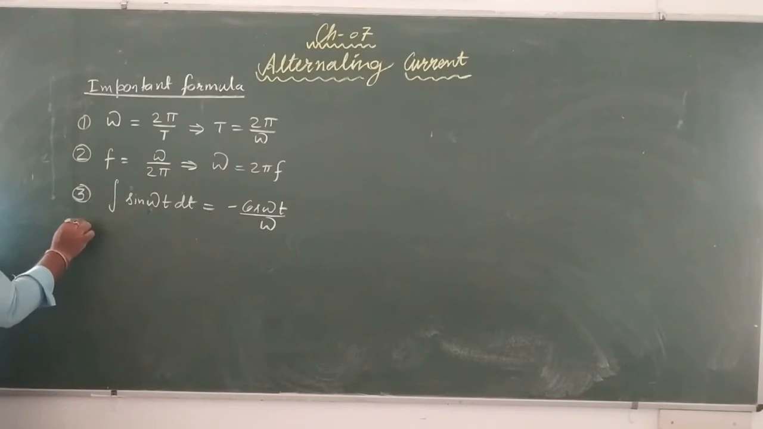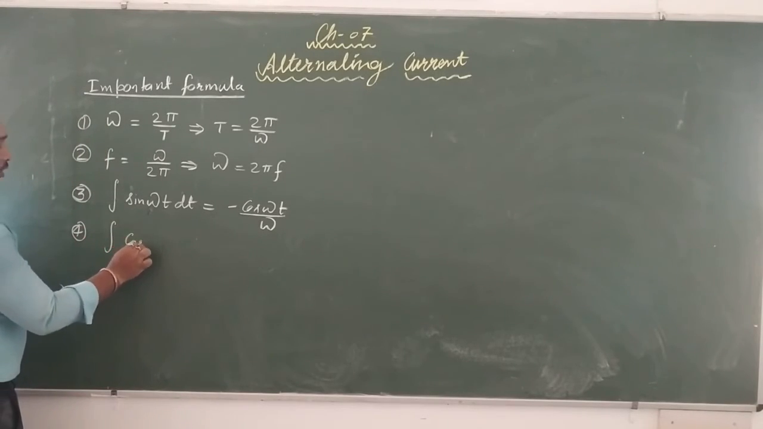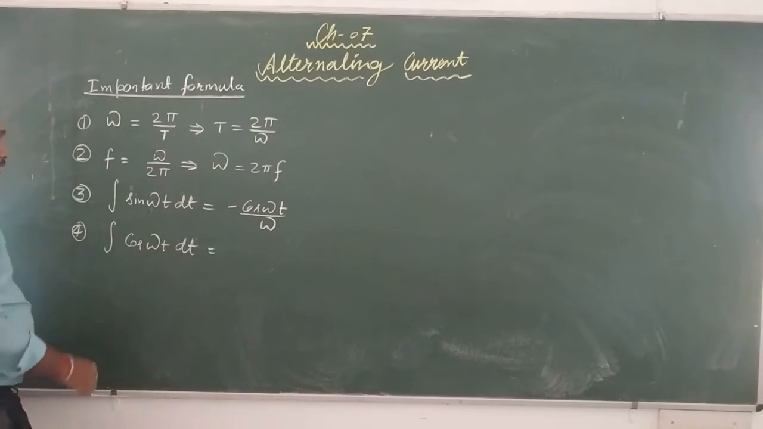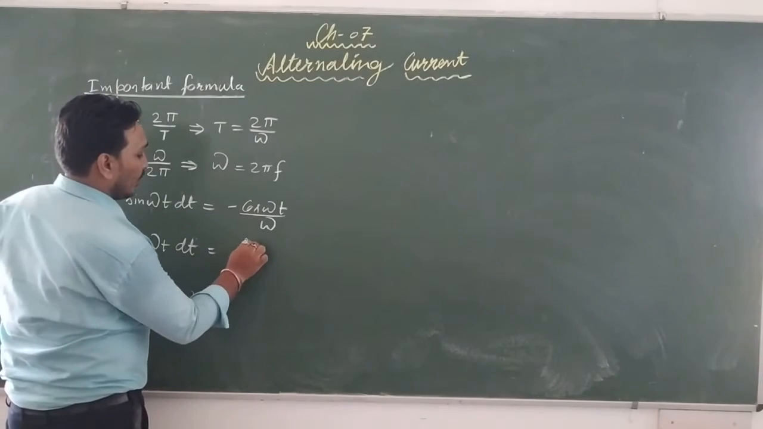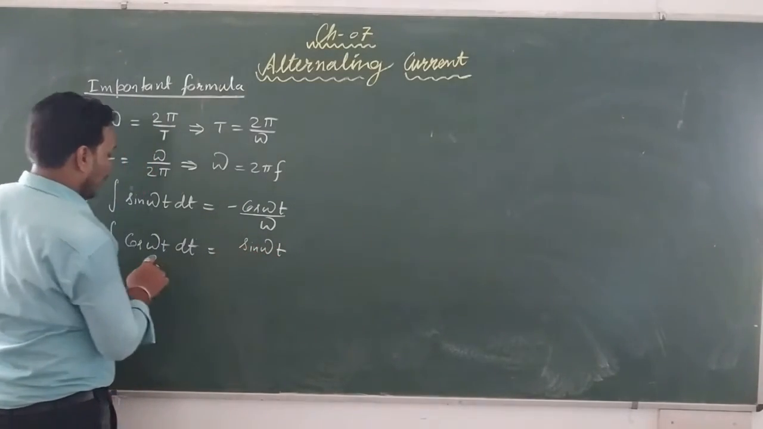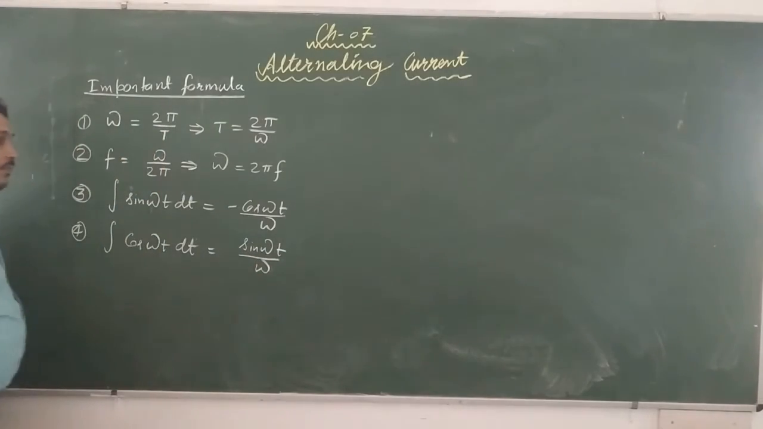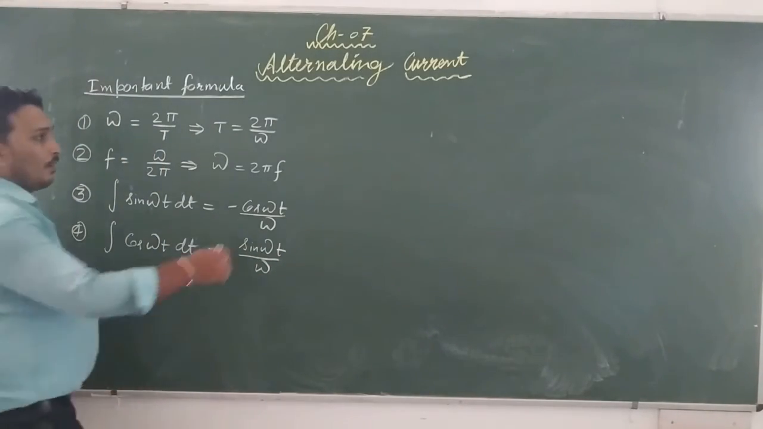Okay. Fourth one, integration of cos omega t dt. What is the integration of cos omega t? It is sin omega t, and since again omega is multiplied with t, it is there in the division. Right?